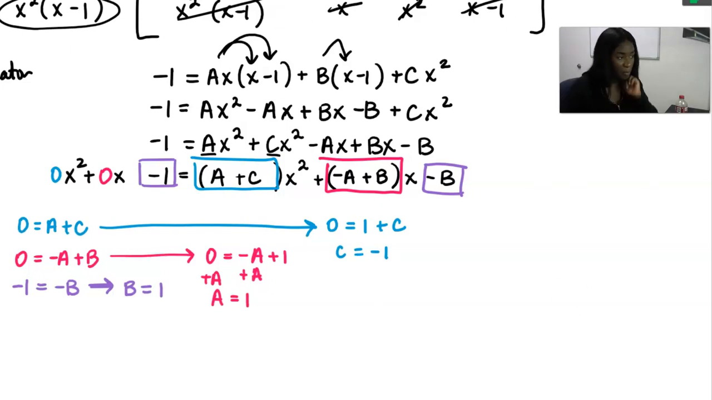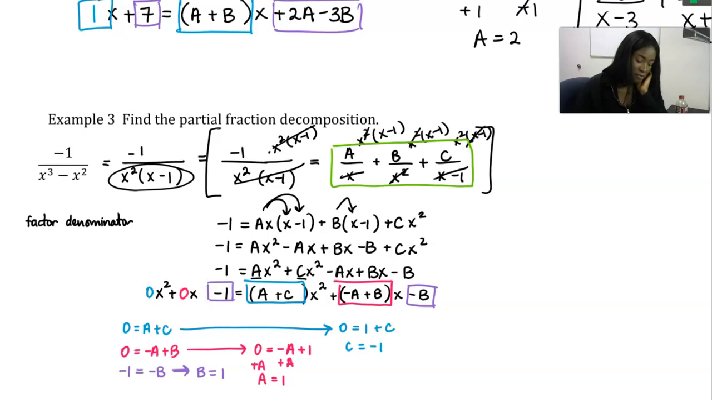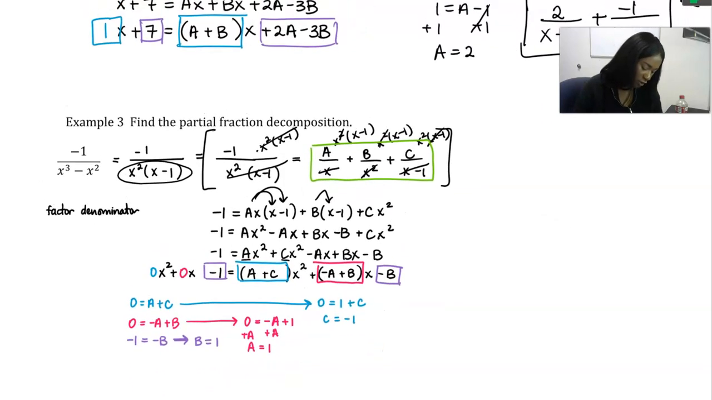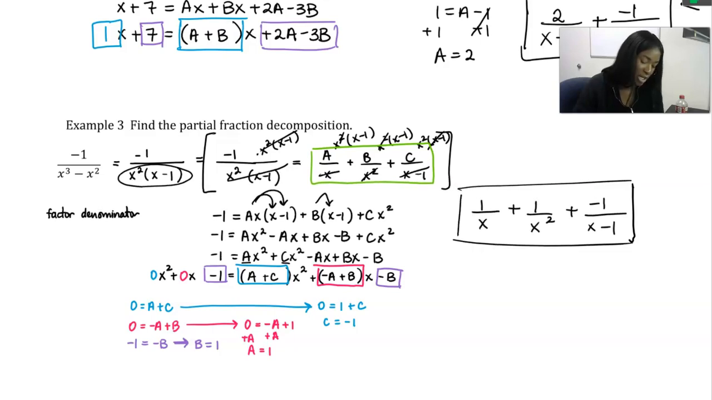So now we're ready to go back up here and fill out what A, B, and C are. I'm just going to write my answer off to the side here. A is 1, so I have a 1 over x, plus B is 1 over x squared. And then C is a negative 1, so plus a negative 1 over x minus 1. And that is our answer for the partial fraction decomposition.